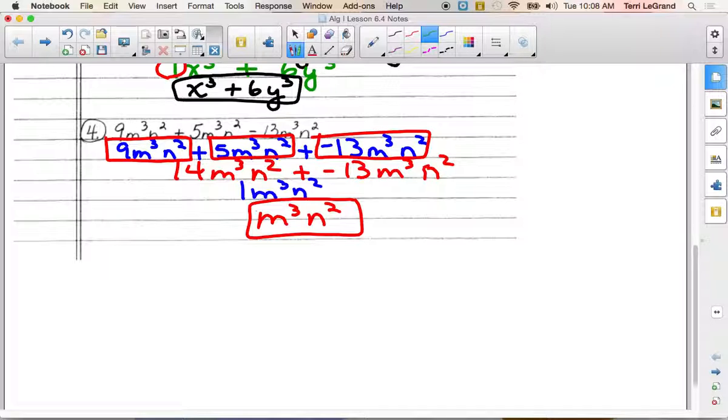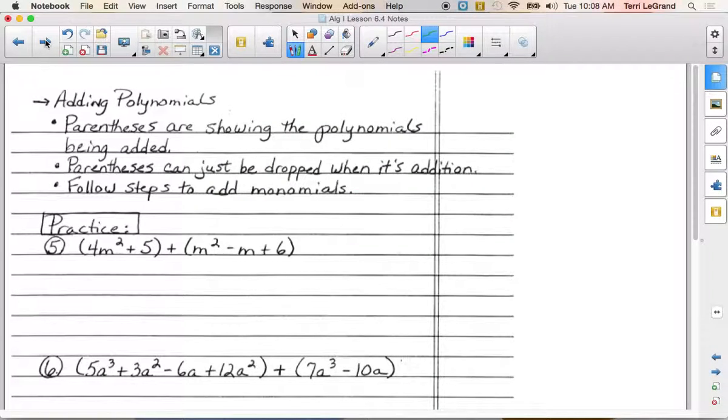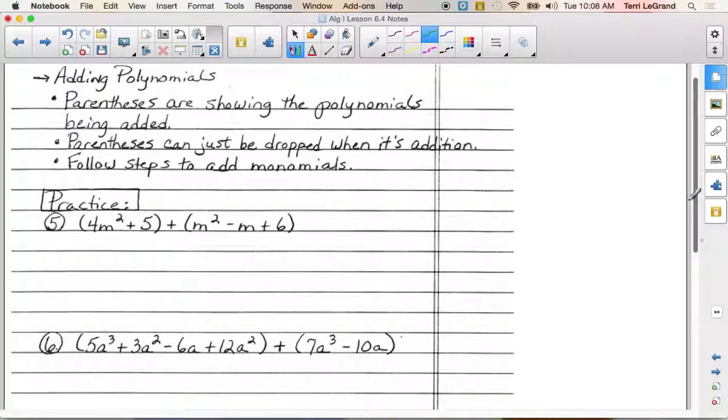Okay, let's go to the back. So there we were just adding monomials. Well, a monomial is a polynomial. But what if we're adding polynomials that are not just monomials?